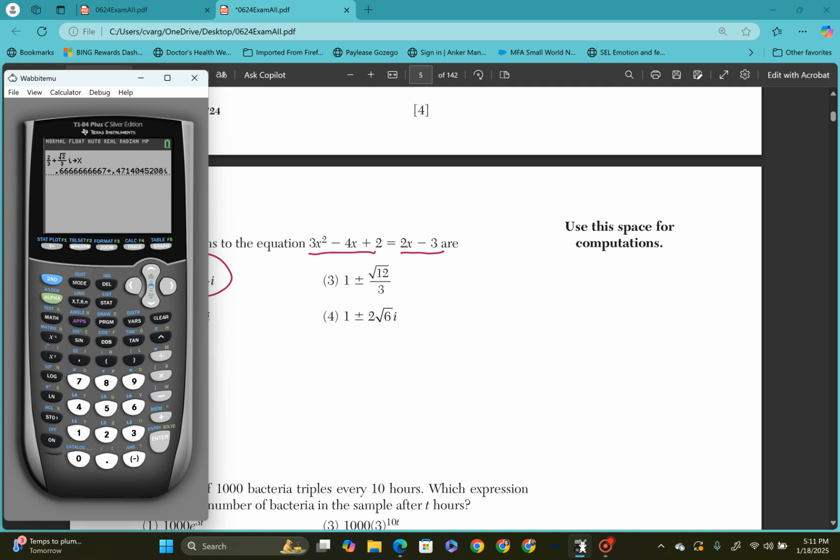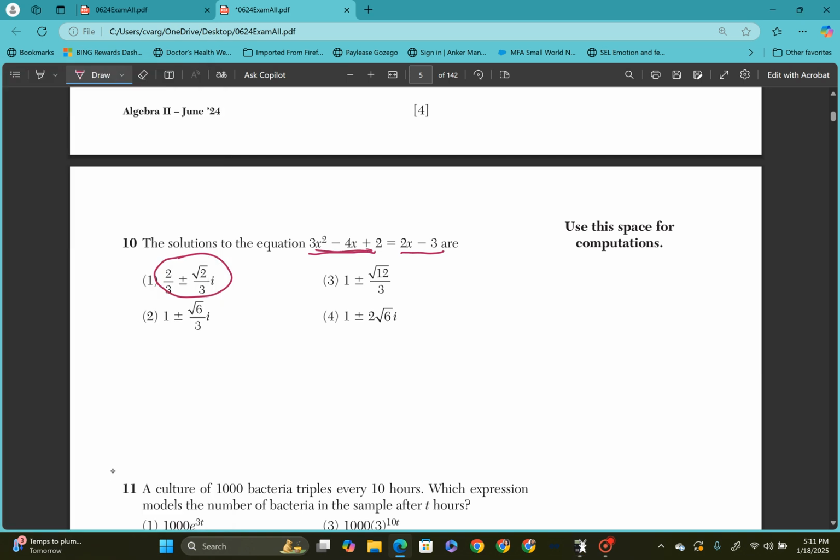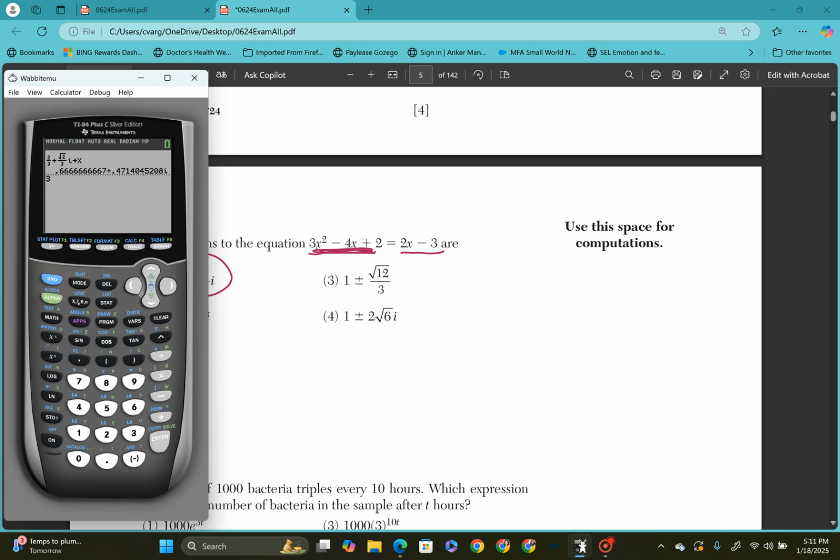Okay, so now this is my answer choice. So now I'm going to plug in everything that's on the left side right here. So I'm going to plug in 3x squared minus 4x plus 2, hit enter. So I have 0 here, and then I'm going to plug in 2x minus 3 here. And if this is the same number, which it's not, right, then it's not choice 1.